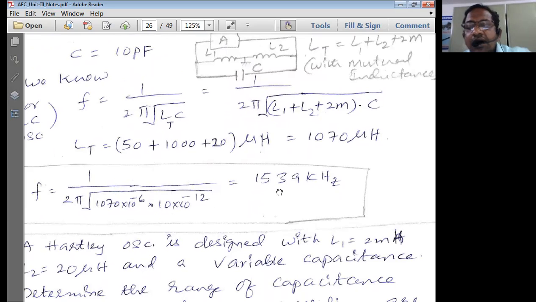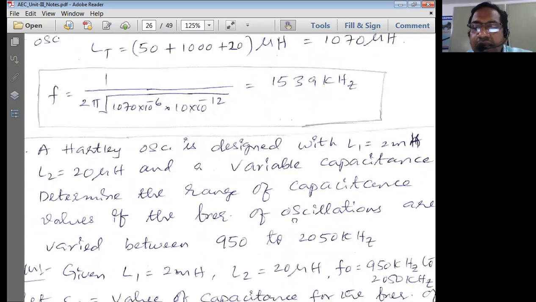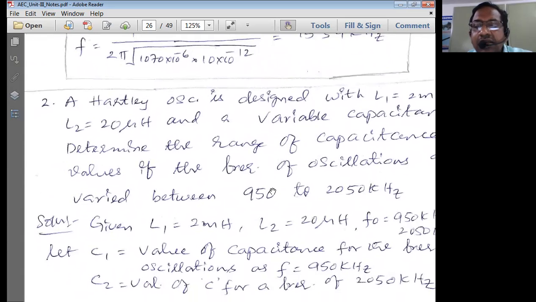That means Hartley oscillators are used for high frequency oscillations. Any frequency which is more than 1 megahertz comes under the high frequency oscillations. So therefore, LC oscillators are normally used to generate high frequency oscillations. So an oscillator produces an AC signal without any AC input signal. So it produces oscillations without any input signal.